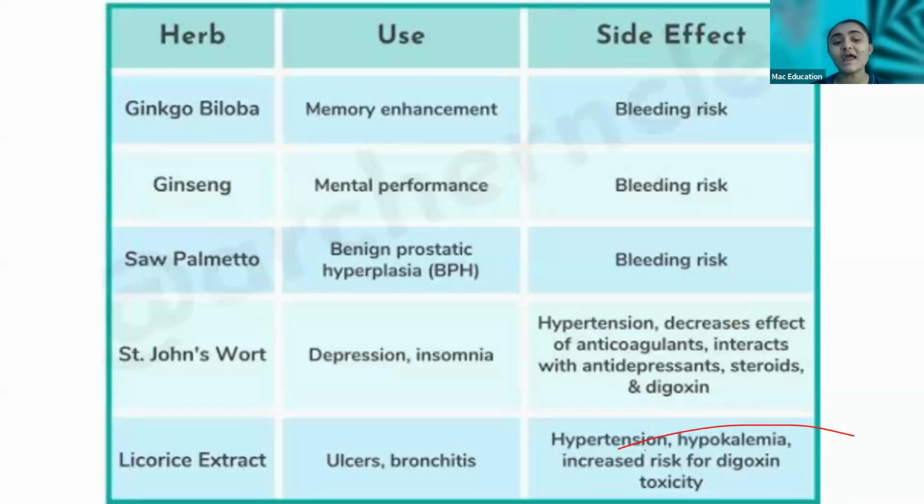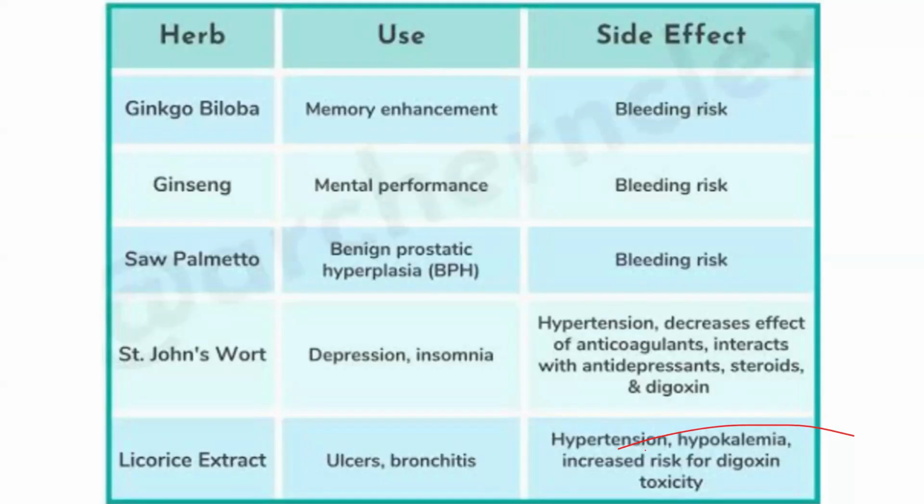Next is licorice extract. Licorice extract is used for ulcers and bronchitis. If the patient is suffering from ulcers and bronchitis, they will use licorice extract. What are the side effects of this herbal medication? That is hypertension, hypokalemia. What is hypokalemia? New students, Jayanti and Megha, what is hypokalemia? Low potassium. Low potassium, yes. Increased risk of digoxin toxicity.